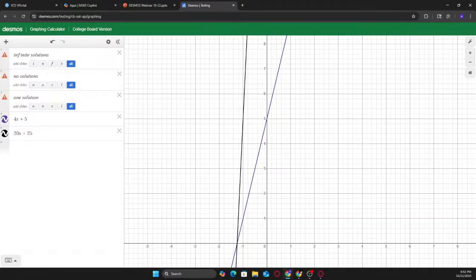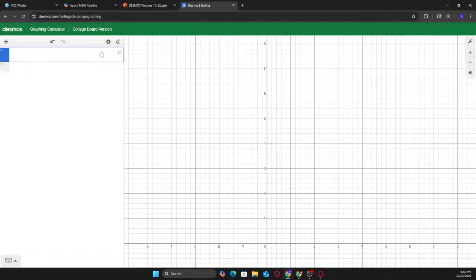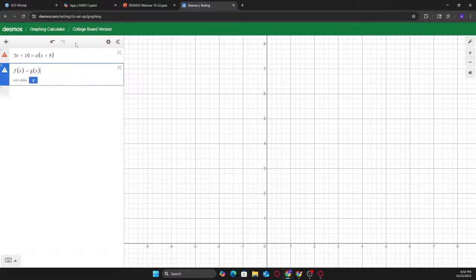So, we're going to do a little question right now. We have 2x plus 16 equals ax plus 8. We're told that there are infinite solutions, so that means they must be equal. It's not that 1 equals 2; it's like f of x equals g of x. Let's just say that one side is f of x, one is g of x.